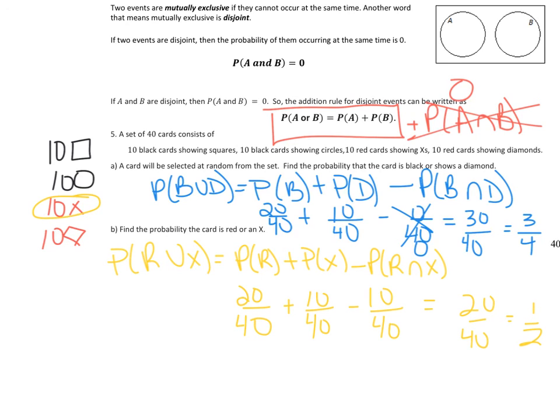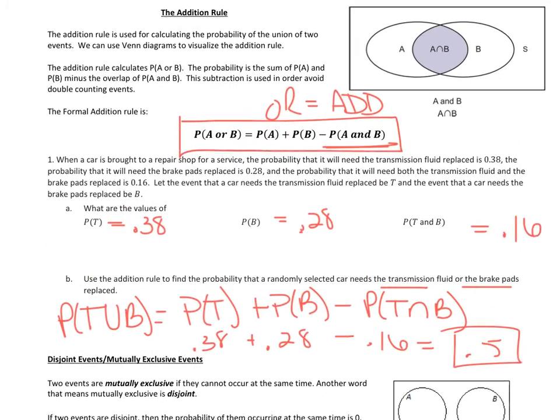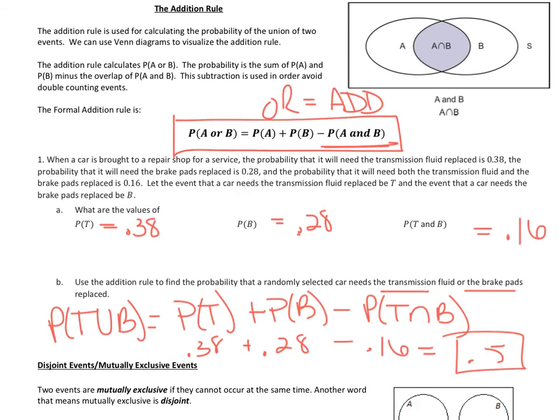Now, I could have probably thought that out on my own, but the formula is useful, especially for more complicated problems. So the rule of thumb is that when you see or, you must add, and always look out for an overlap. So if there's an overlap, you want to make sure you subtract that overlap so you do not double count. And that is all.